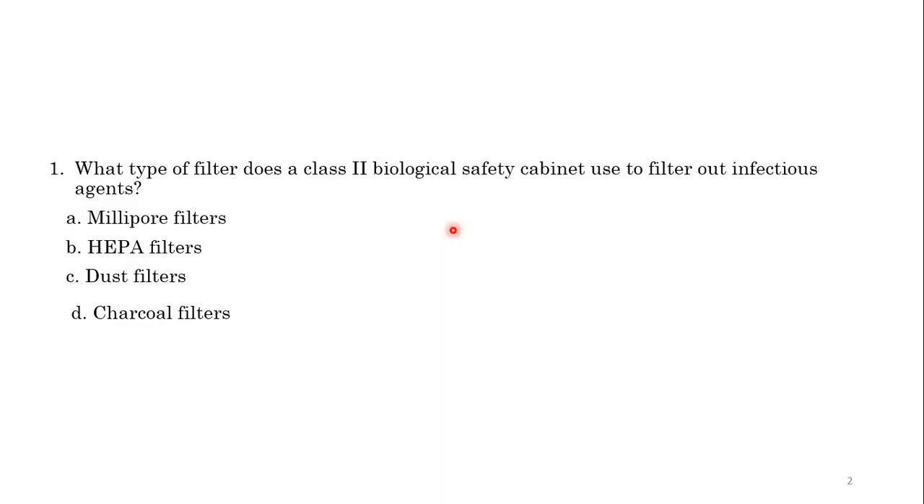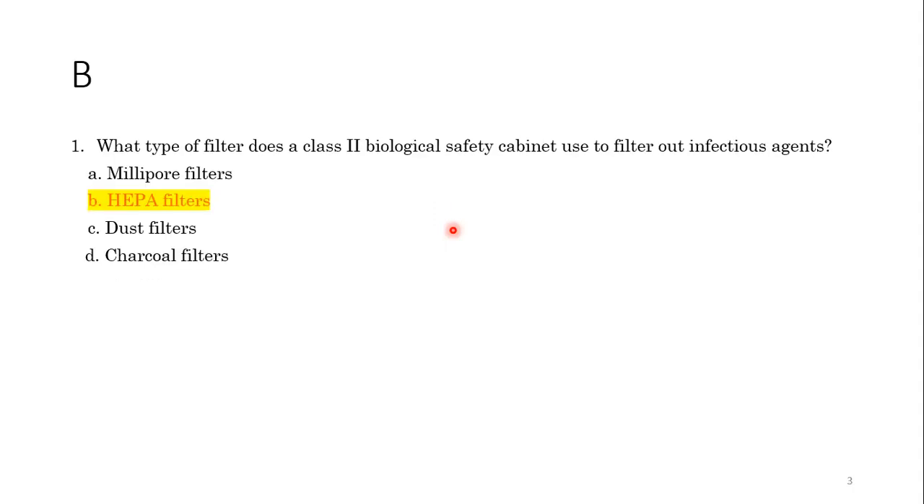Number one, what type of filter does a biosafety cabinet class 2 use to filter out infectious agents? A, Millipore filters, B, HEPA filters, C, dust filters, or D, charcoal filters. The correct answer for number one is letter B, HEPA filter. Again, the answer is letter B for our first practice question.